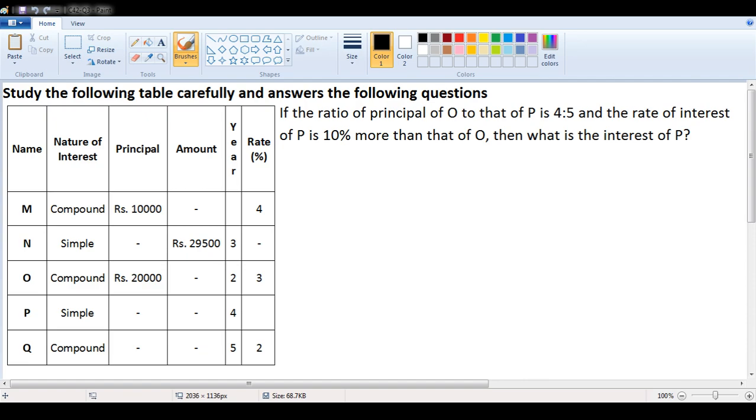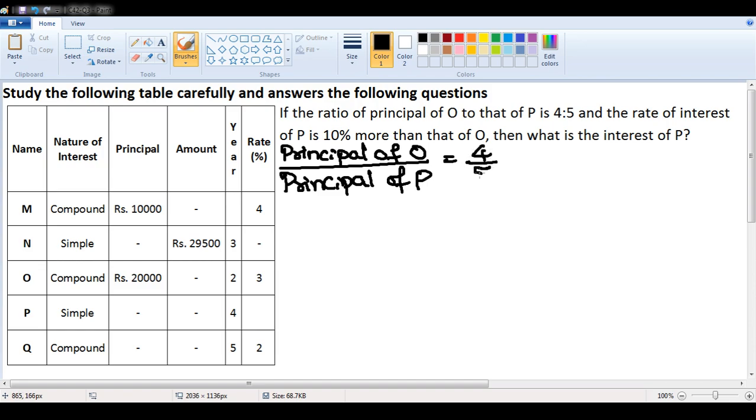If the ratio of principal of O to that of P is 4 is to 5, that means principal of O and principal of P, this ratio is given as 4 by 5, right? And the rate of interest of P is 10 percentage more than that of O. What is the interest of P? First of all, O is under compound interest, right?